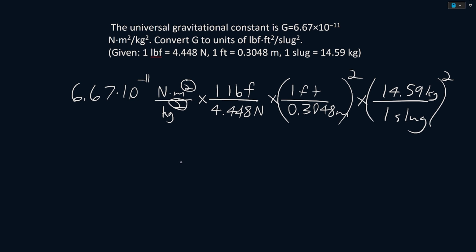This gives us that G is approximately equal to 3.44 times 10 to the negative 8 pound force times foot squared over slug squared.